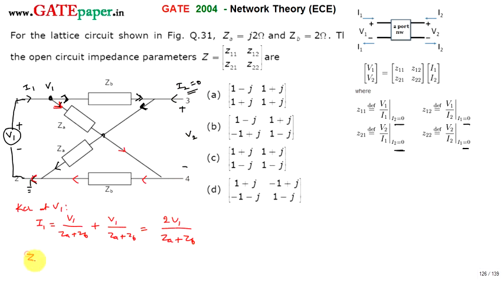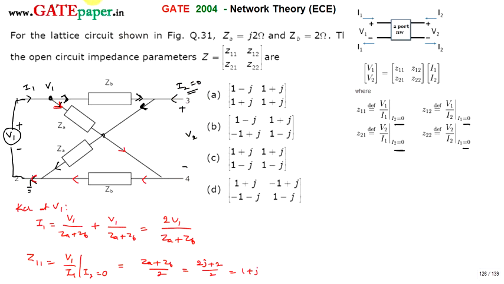So you can define Z11 equal to V1 divided by I1 with I2 equal to 0. This equation you got because of I2 equal to 0. So this is equal to ZA plus ZB divided by 2. ZA is 2j plus 2, divided by 2, which is nothing but j plus 1, also called 1 plus j. So 1 plus j is the Z11 value.